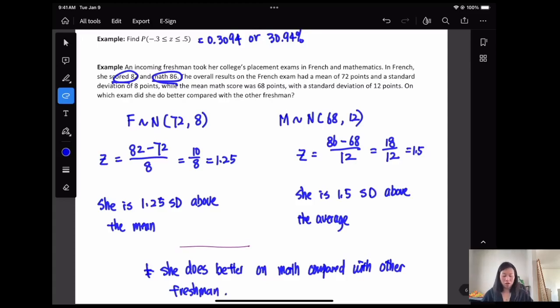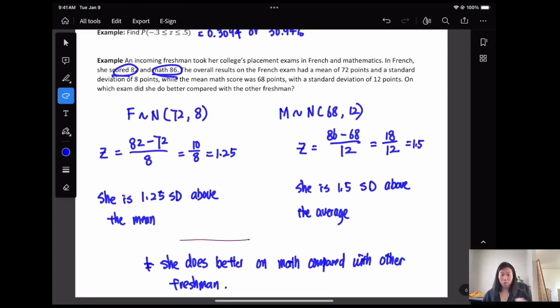Yeah, so here's how we use z-scores to compare two different scales of normal models. So let me know if you have other questions.